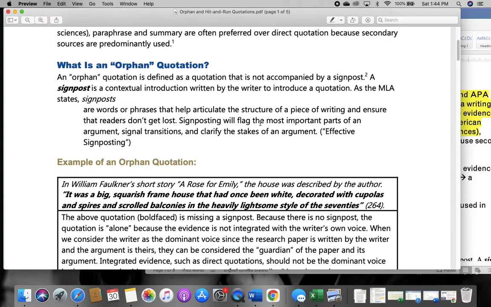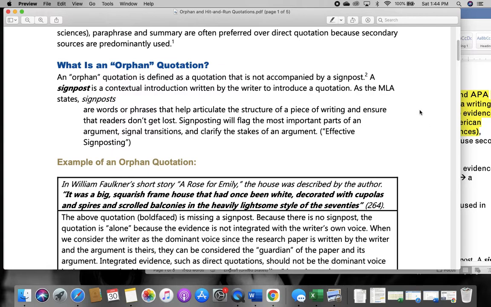An orphan quotation is a quotation that's not accompanied by a signpost. A signpost is that bit of information written by you to introduce a quotation, and it's usually contextual information that helps the reader understand what's introducing the quotation. And then I just give the quotation from how MLA defines what signposts are.